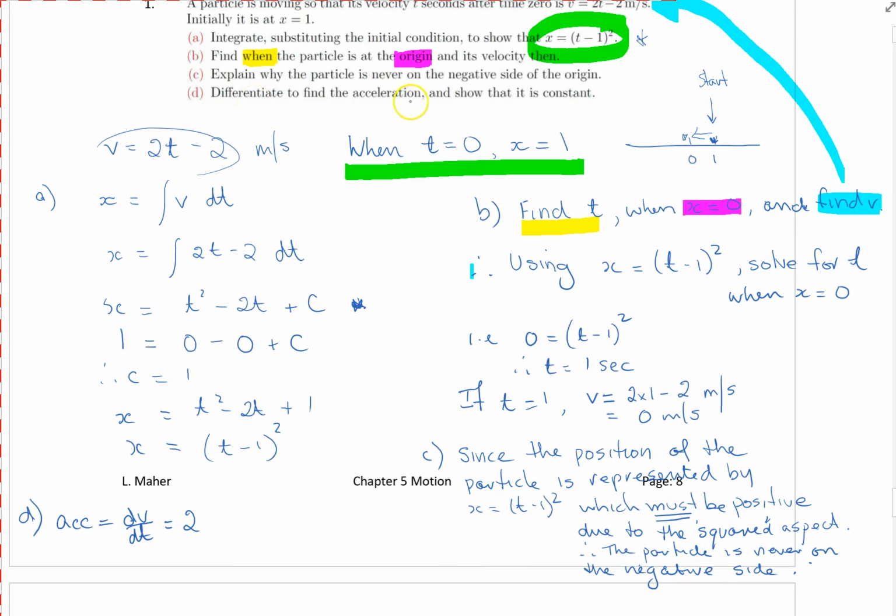D then says differentiate to show that it's a constant. Well, you differentiate velocity. Differentiating velocity, you get 2. So the particle always has a positive force on it after time is 0. I don't know what happened initially, that the particle was heading in a negative direction, but it now always has a positive force on it. And I'll stop the video.